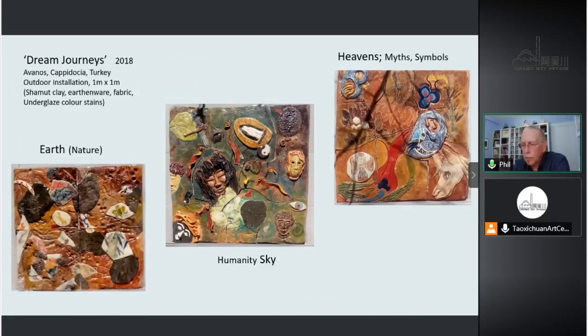Although most of my work is in ceramic painting, I do work in ceramic sculptural relief design. Here is a set of three compositions that I designed and developed in a recent stay in Turkey. Each of the compositions represents three aspects of our lives, earth, sky, and heaven. I also use symbols of Turkish culture combined with universal symbols and images to represent mythology.